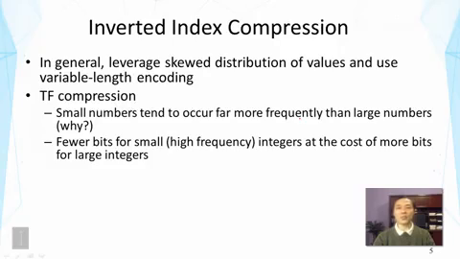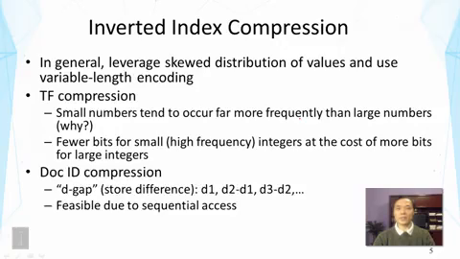If the values are distributed uniformly, then this won't save us any space. But because we tend to see many small values, they are very frequent, we can save on average, even though sometimes when we see a large number, we have to use a lot of bits.